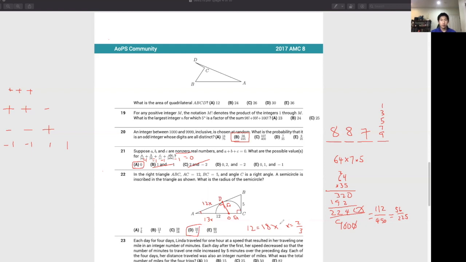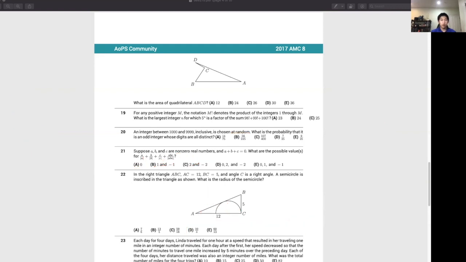Any questions for those three problems? Okay, good. Then let's keep going.